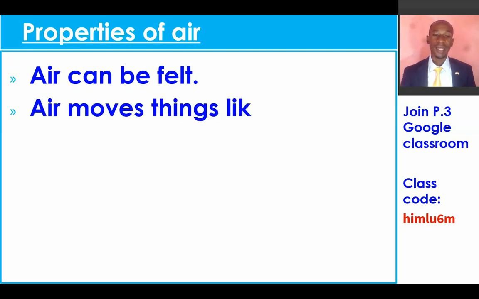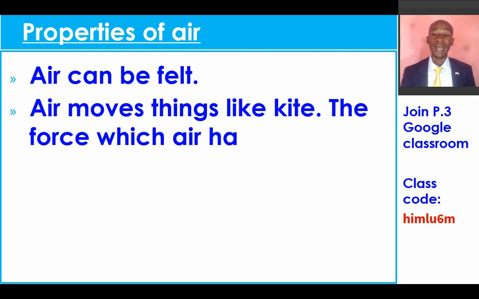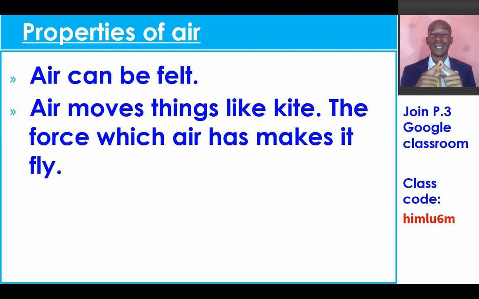Next, we can say air moves things like a kite. The force which air has makes it fly. Do you know how to make a kite? Get polythene paper and a thread with some light sticks, tie and make the shape of a kite. Okay, then you put a string or a thread on it and let it fly. Air will keep it flying in the sky. Are we together? So air moves things like a kite.